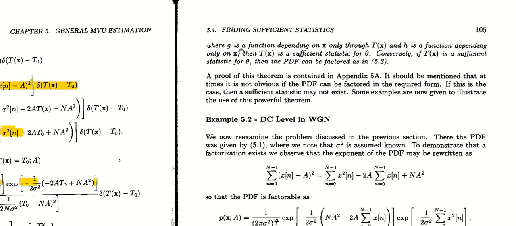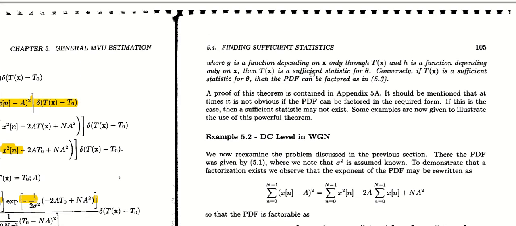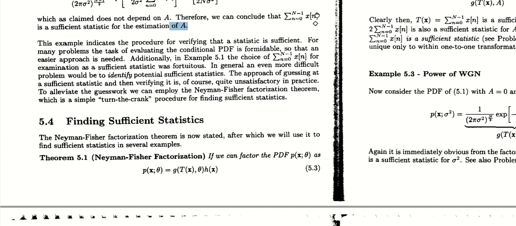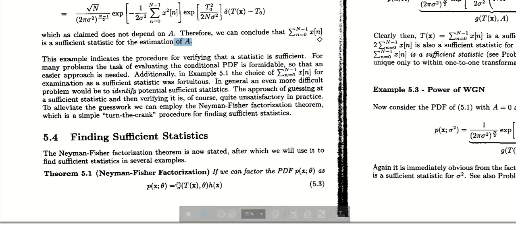Okay, so G is a function depending on x only through T of x, and H is a function depending only on x. Then T of x is a sufficient statistic for theta. Conversely, if T of x is a sufficient statistic, then the PDF can be factored in this form. So let's take a look one more time.